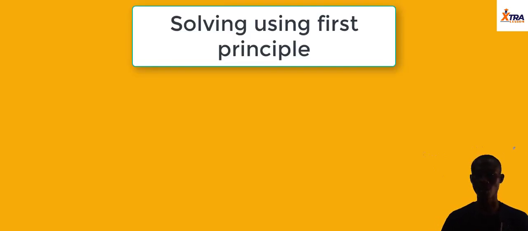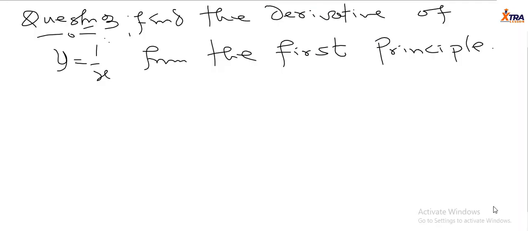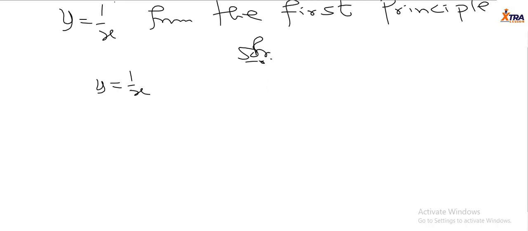So in this class now we're solving another question, in which we are given that y equals 1 over x, and we have to solve it using first principle. So now let's see how to solve this. Now we have y equals 1 over x.